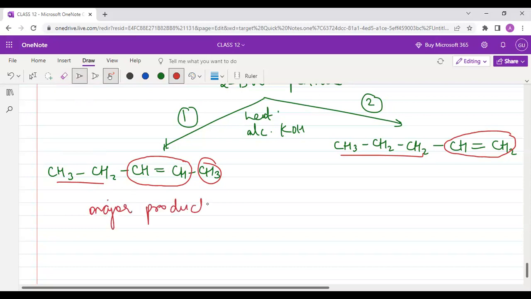So this elimination reaction is quite important. Just go through the examples once again.